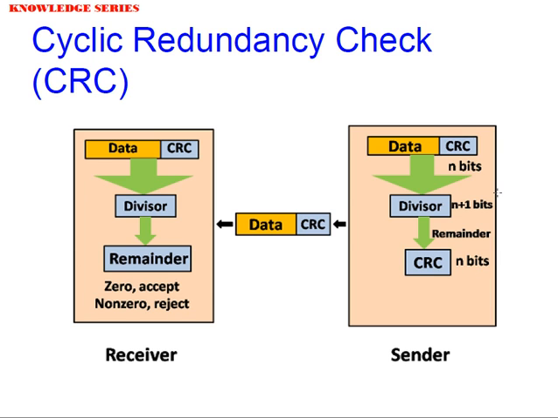That means on the sender side you do the division, and whatever remainder is there, that is the CRC value. That CRC value is added to the data and transmitted to the receiver side. Just like how you did the CRC division, the receiver is going to verify the remainder. If the remainder is zero, it is accepted, otherwise it is rejected. That is what we saw in the checksum also. So it accepts in one case and rejects if the result is non-zero.